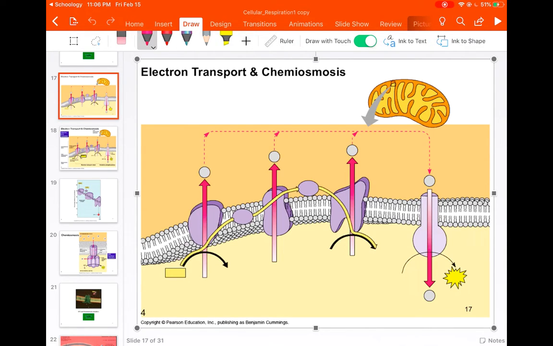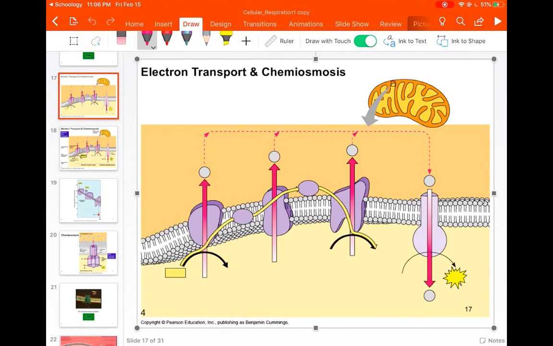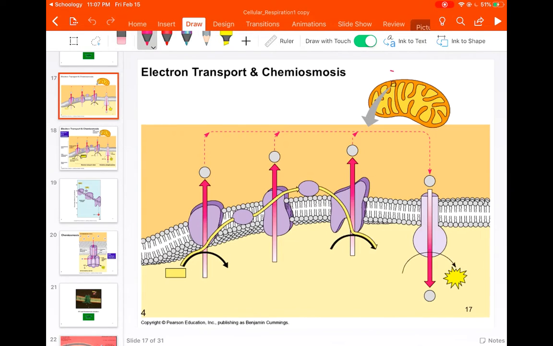Alright, so this should look familiar. You've seen this before in photosynthesis, and in cellular respiration there's a very similar electron transfer chain. But one of the first things I want you to notice up here, yes, this is the mitochondria, and this is happening in the mitochondria.